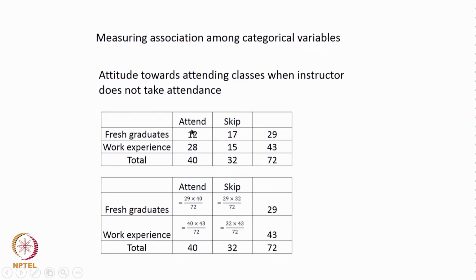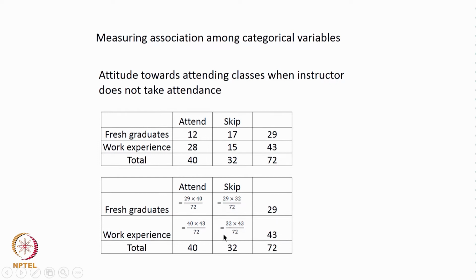Now, the number that we have here is now treated like this. Now, if 40 out of 72 students attend, now if I take only the fresh graduates, let us assume the same proportion attend, and therefore, that proportion becomes 40 by 72 into 29, and this number becomes 40 by 72 into 43. Now, here this number becomes 29 by 72 into 32, and the other number becomes 43 by 72 into 32. So, let me repeat this one more time.